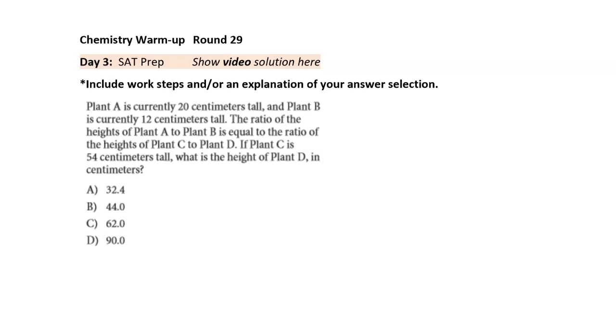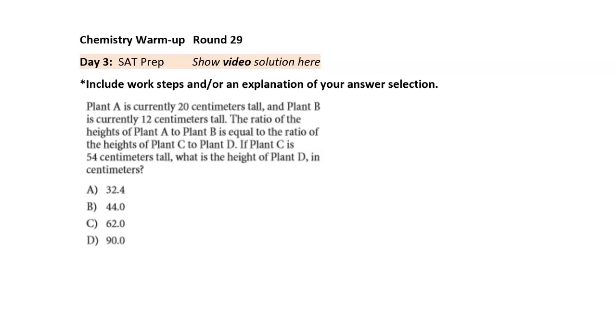Here is the answer for the Day 3 SAT prep question. Plant A is currently 20 centimeters tall and plant B is currently 12 centimeters tall. The ratio of the heights of plant A to B is equal to the ratio of the heights of plant C to plant D.